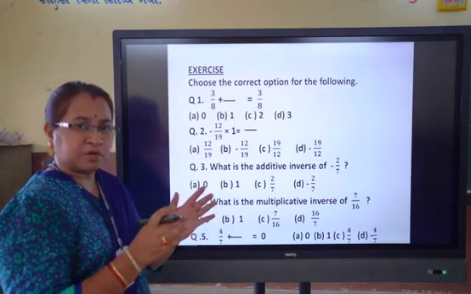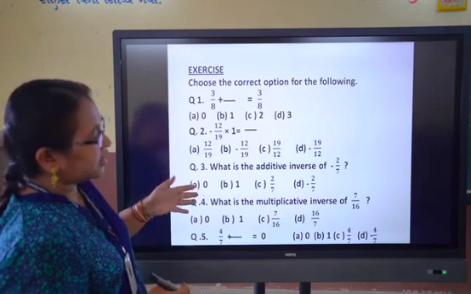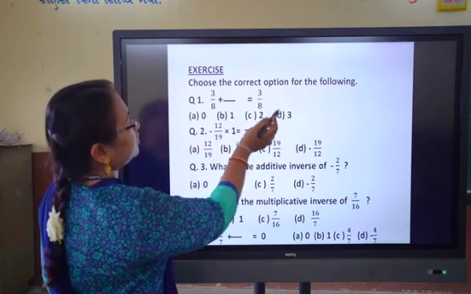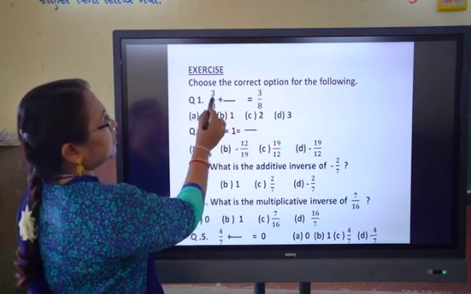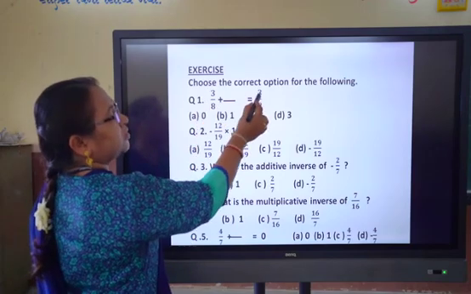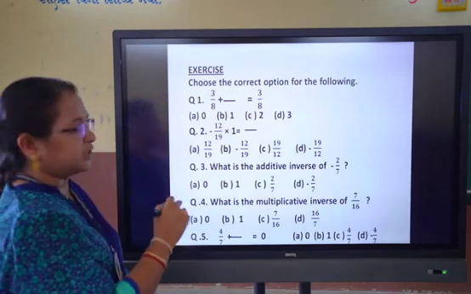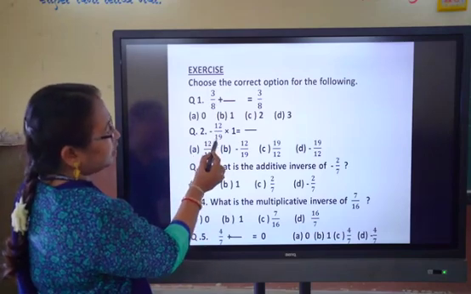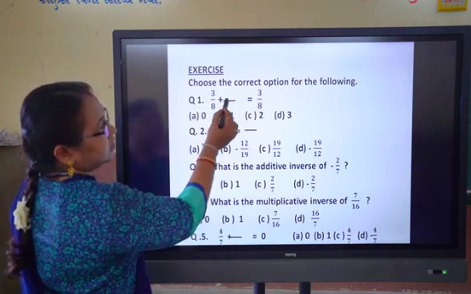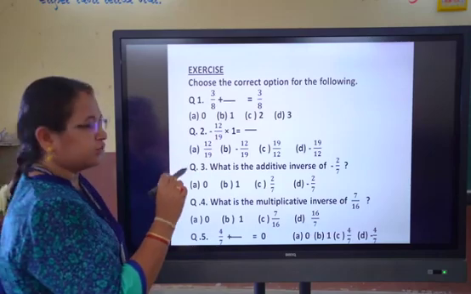So here ends today's video, the properties are over. Now here are some questions for you to solve. The first one is, choose the correct option for the following. In question number 1, 3 upon 8 plus dash means what is to be added with 3 upon 8 so that you will get 3 upon 8. You have to find the correct answer from the options given. Then the second one is minus 12 upon 9 multiplied by 1 is how much? Here you have to think about the additive identity and the multiplicative identity.